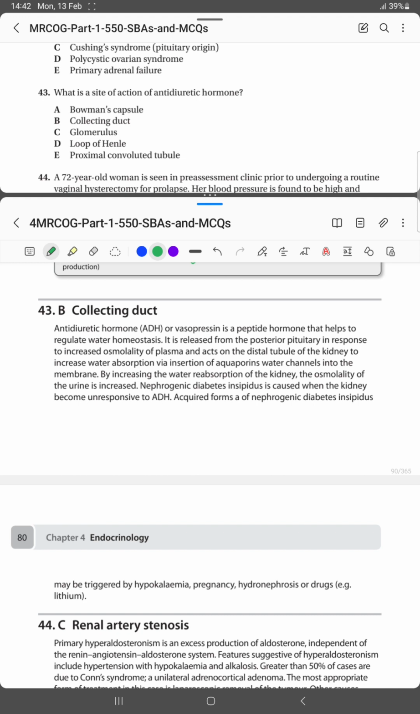By increasing water reabsorption in the kidney, the osmolarity of the urine is increased, and nephrogenic diabetes insipidus is caused when the kidney becomes unresponsive to ADH. Acquired forms of nephrogenic diabetes insipidus may be triggered by hypokalemia, pregnancy, hydronephrosis, or drugs such as lithium.